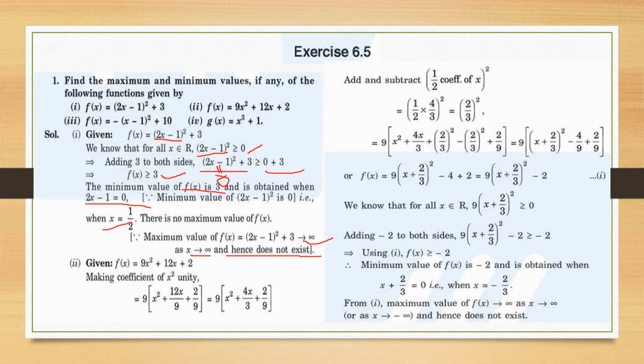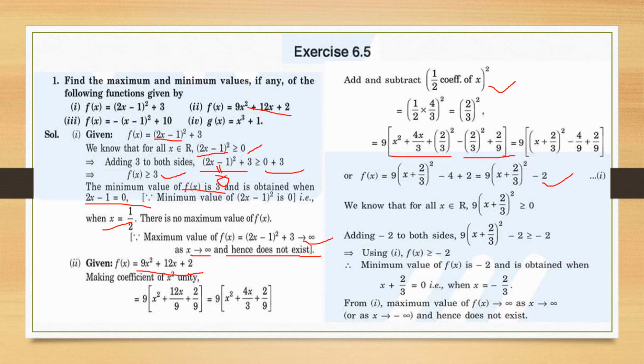Similarly, in question number 2 of this function, what I need to do is express it as a perfect square. So take out 9, then you have to say this 12x by 9 can be written as 4x by 3. Then you have to add half of the square of the coefficient of x to both sides. This term makes it (x + 2/3) whole square, and on solution of this you will get minus 2. Because 9 is outside, 2 by 9 minus 2 by 9 will give me minus 2.